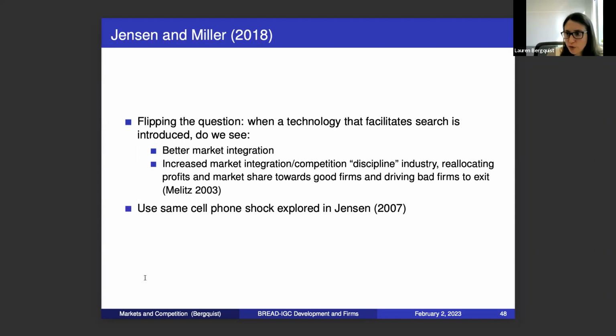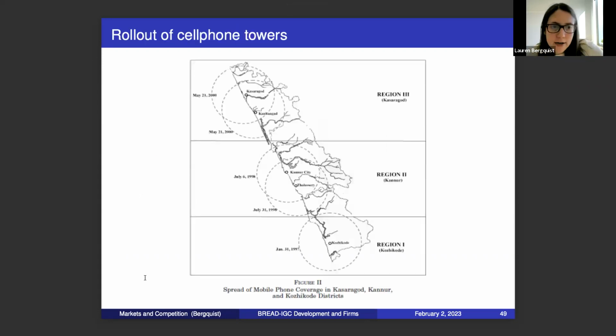So this paper is going to use the same shock that a previous paper of Rob's uses, which is the rollout of cell phones across markets in India. So let me just give you 2 slides on that initial paper, just so you can see the baseline setup. This is looking at the state of Kerala in India, along the coastline, and one of the big industries in this area is fishing. And so this first paper, the 2007 paper, is using the rollout of cell phone towers along the shoreline in the state of Kerala as a shock to information friction.